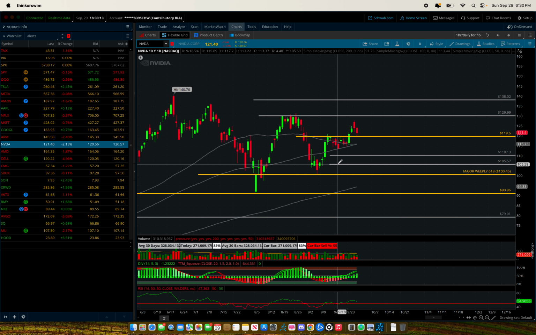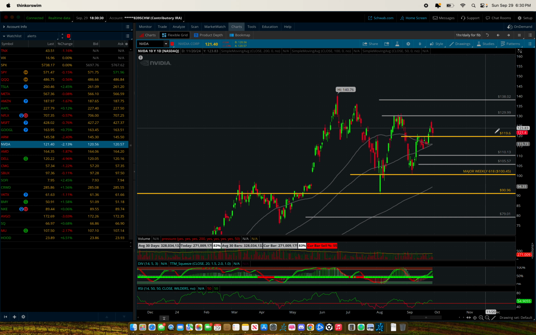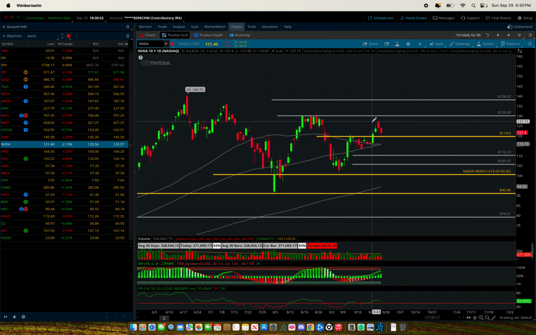But what is irrelevant is the 100, 90, 79, and 138. Relevant will be 130, 119.60, 110, and 105. The reason why I have these levels down is because they are for the bigger picture. These smaller levels right here in this range are for my daily time frames.